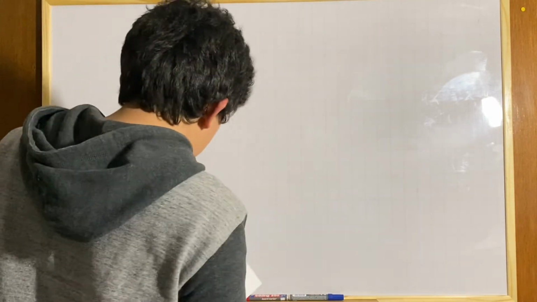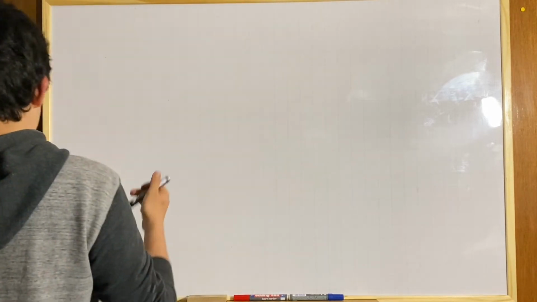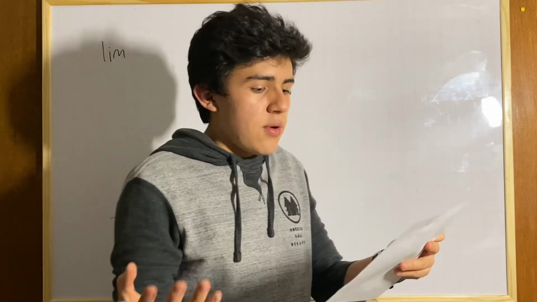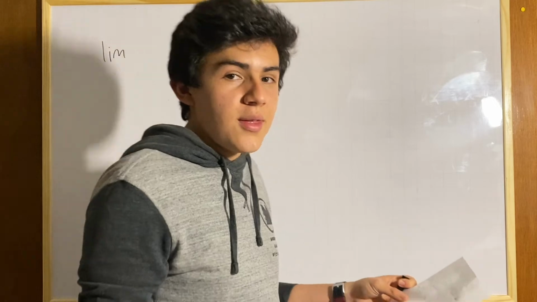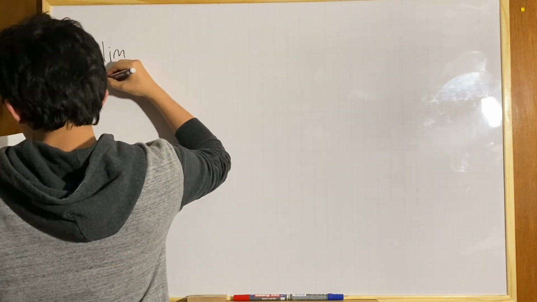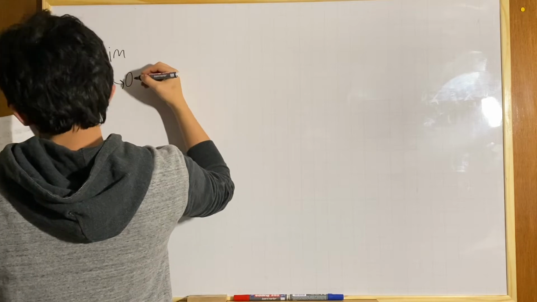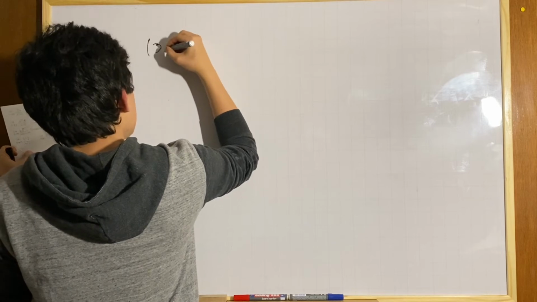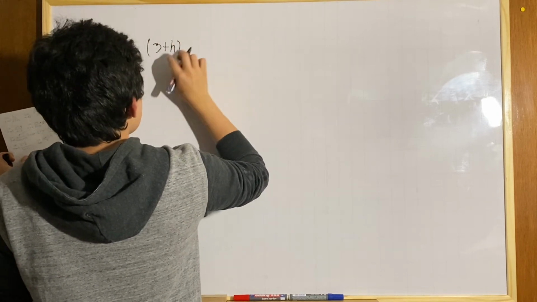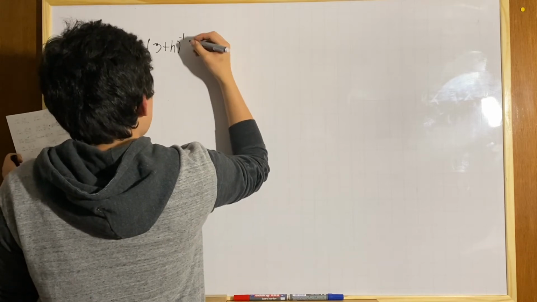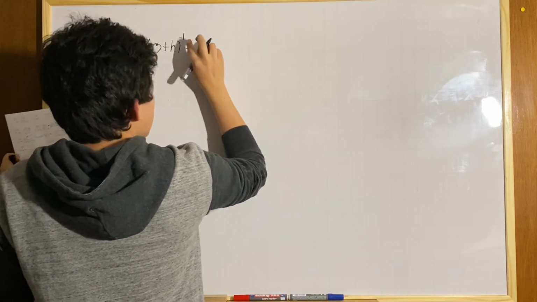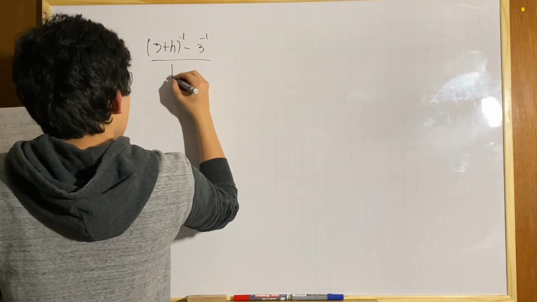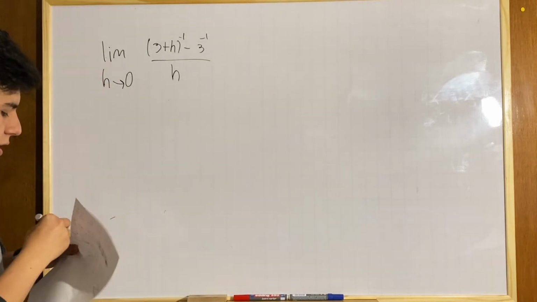Our next problem is the following. We're going to have the limit. This looks like a derivative because, I mean, it is actually a derivative. Yeah, I didn't see it when I wrote it, but it's actually a derivative, a derivative by definition, you know. We have, as h approaches 0, the function 3 plus h to the minus 1, minus 3 to the minus 1, over h. So what do we do here?